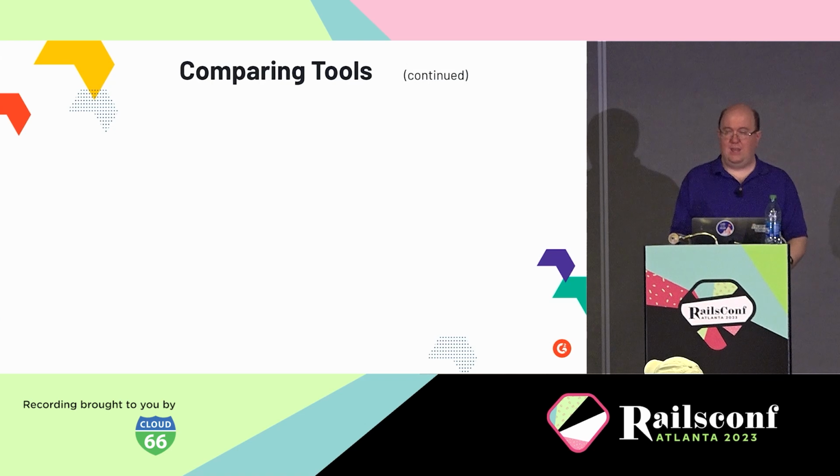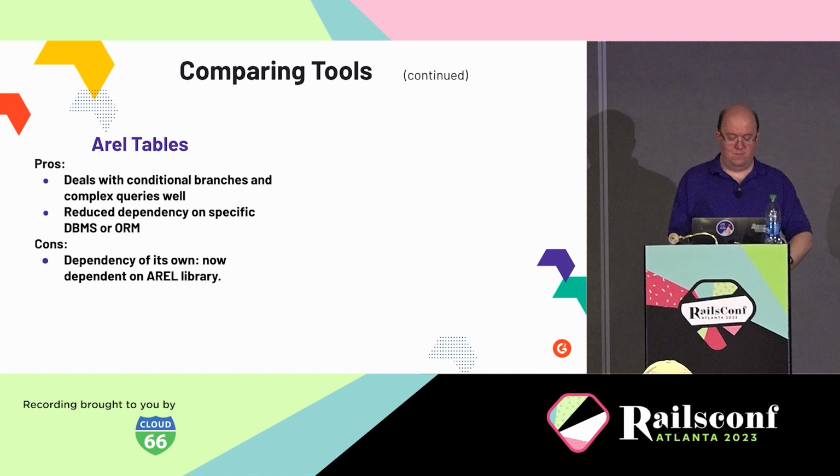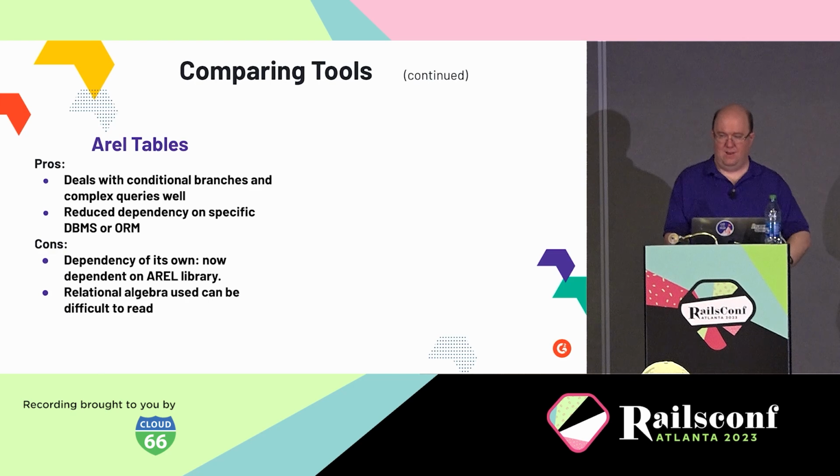So our next tool, and many Rails practitioners lean on this, are Arel tables. Certainly have their advantages. They deal with conditional branches well as well as complex queries. You have a reduced dependency on your specific database management system or ORM. The downsides, though, you are dependent on the Arel library now, so you've changed to a different dependency. I find the relational algebra syntax difficult to read, and I think many Rails developers agree with me. I really just love object-oriented syntax better.